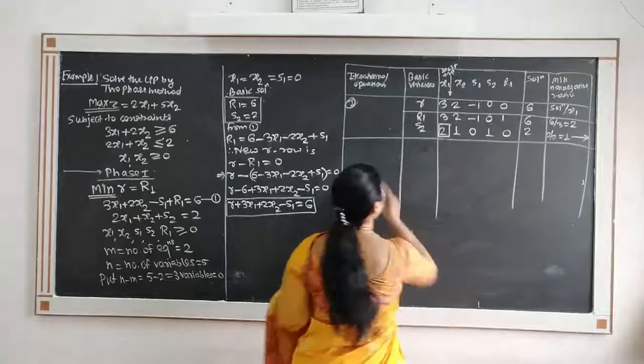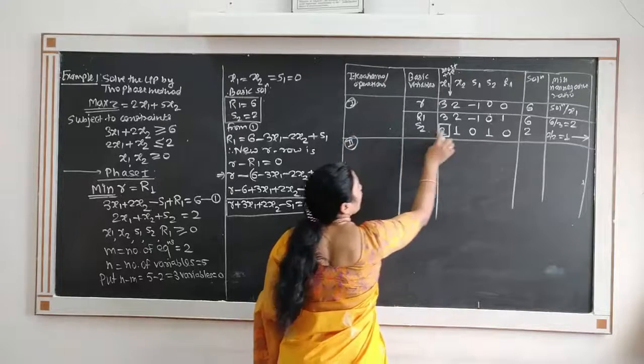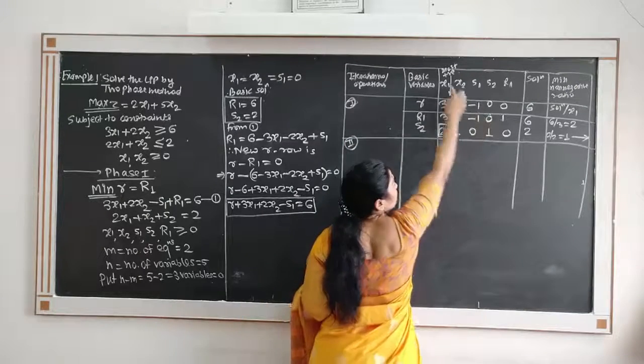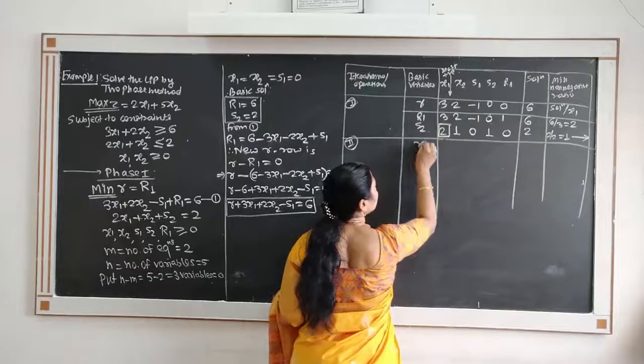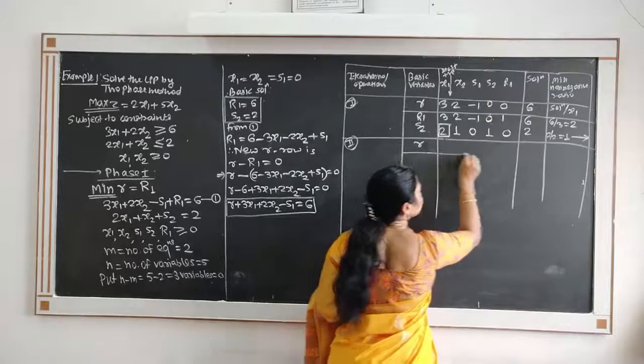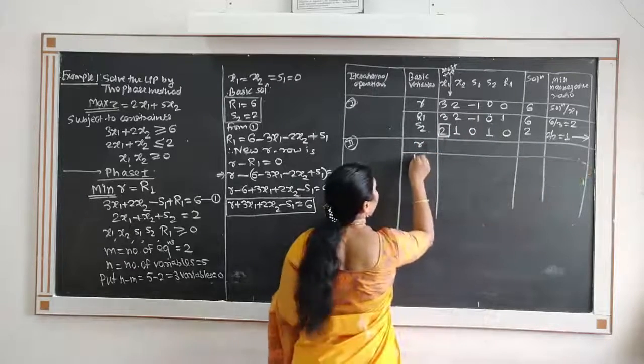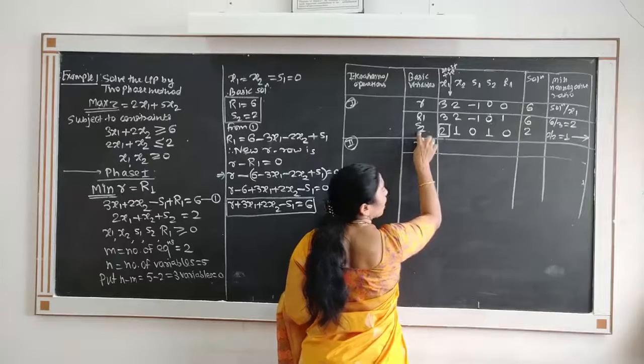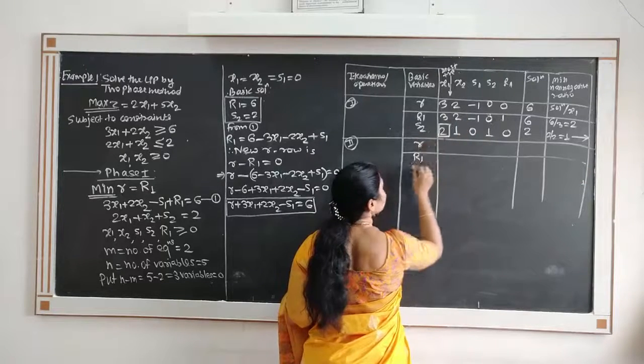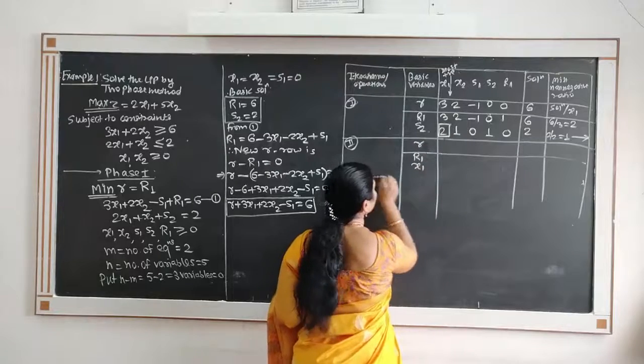In the next table, what we have to do? Because s2 leaves and x1 enters, here it changes. It becomes R as it is, r1 as it is, s2 leaves and x1 enters. So x1 enters.